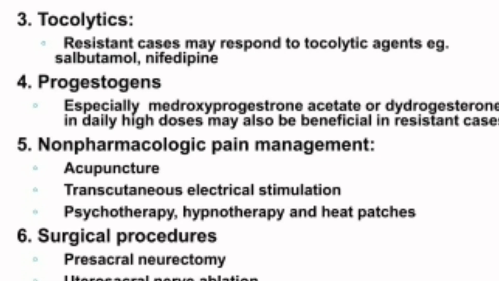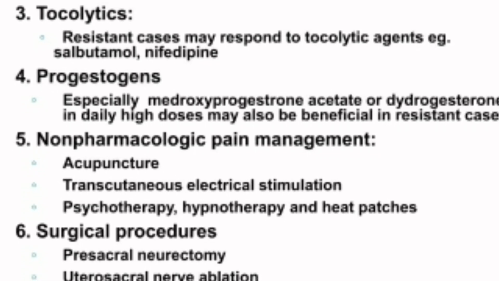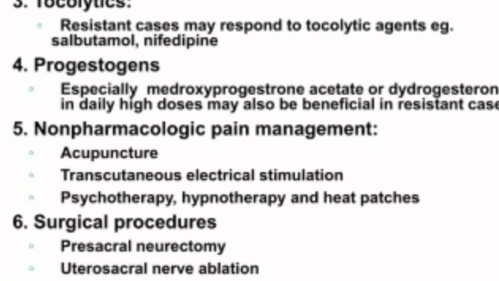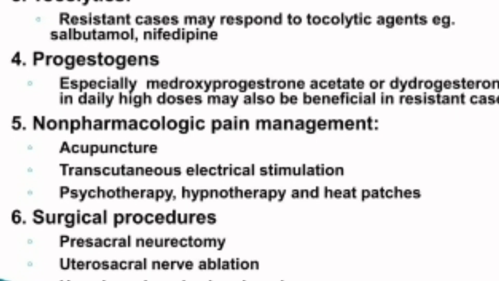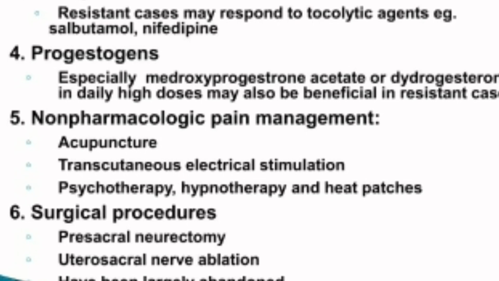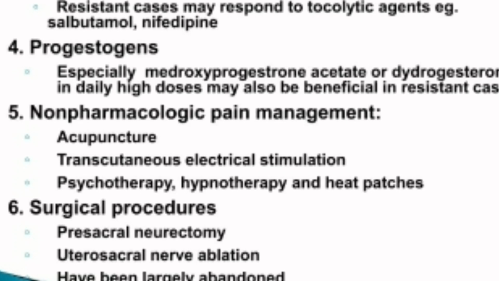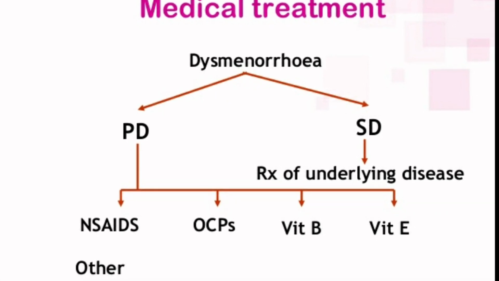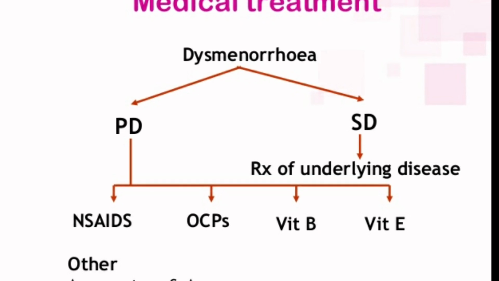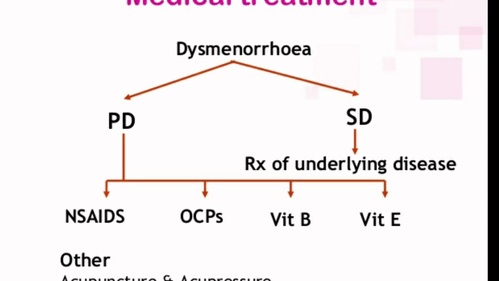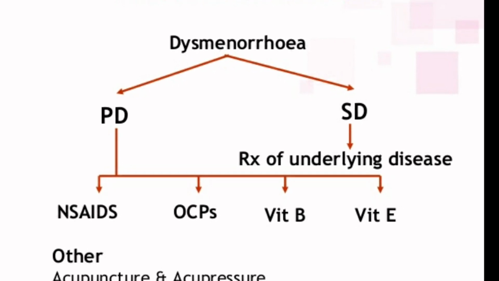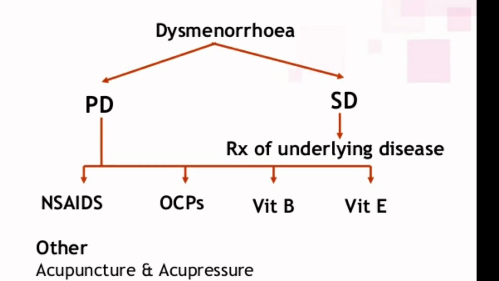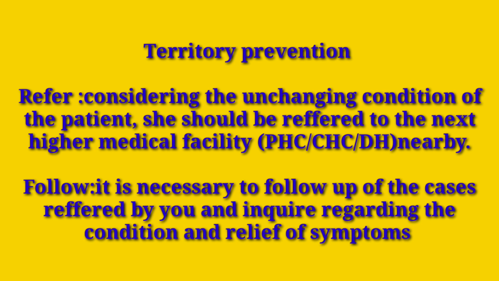And the fifth one is non-pharmacological pain management: acupuncture, transcutaneous electrical stimulation, psychotherapy, hypnotherapy and heat patches. Surgical procedures such as presacral neurectomy and uterosacral nerve ablation have been largely abandoned. Medical treatment: primary dysmenorrhea and secondary dysmenorrhea. For primary dysmenorrhea: NSAIDs and oral contraceptives, vitamin B and vitamin E. Other ones are acupuncture, acupressure. For severe dysmenorrhea, treatment of underlying diseases, and tertiary prevention in that referral and follow-up.